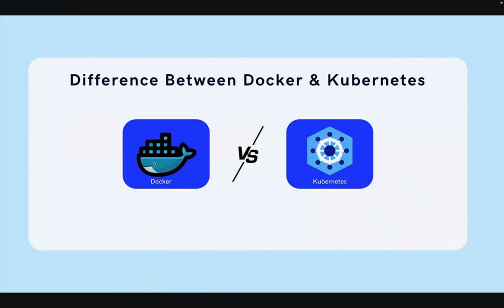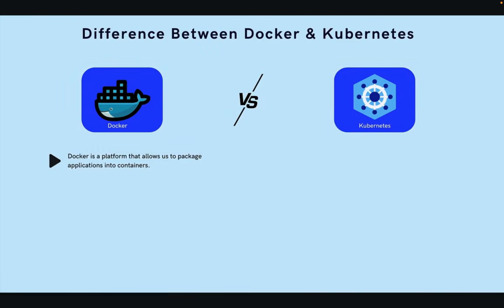Docker is a platform that allows us to package applications into containers and run consistently across multiple environments. In production environments, we need to run many containers. Docker is not capable of managing tens, hundreds of containers in production environment. That's the reason we want Kubernetes in the picture. Kubernetes is an open source platform for container orchestration.